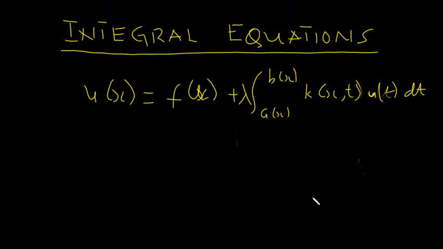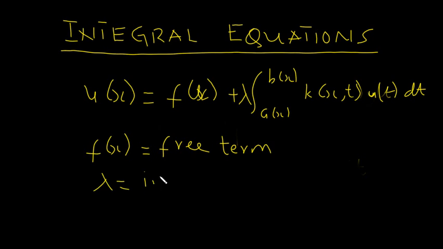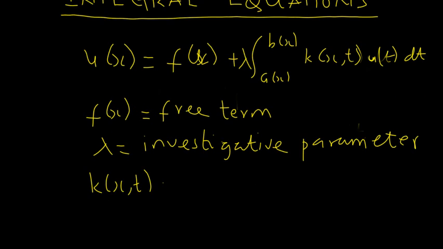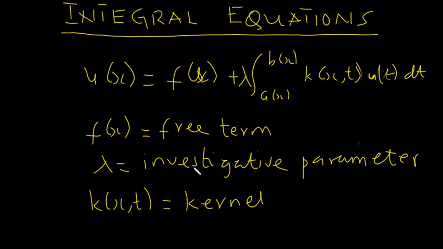Here we have some terms. First, f of x, which we call the free term. Lambda is an investigative parameter. K of x,t is the kernel of the integral equation. This parameter is actually an eigenvalue of this kernel, and we are going to talk about the kernel too. These are the three basic elements you're supposed to know. And a of x and b of x are your limits of integration.